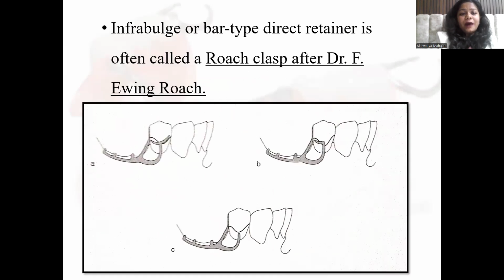Now, infrabulge or bar type retainers are often known as Roach clasp after Dr. F. Ewing Roach. A few examples are T clasp, Y clasp, modified T clasp, and I clasp.